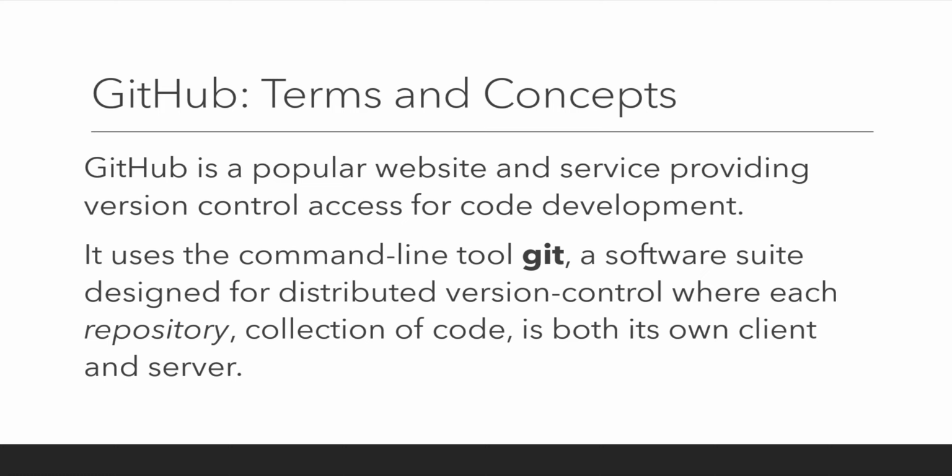This gets us away from previous software where there would be a server or a collection of servers, and then there would be client code that would then talk to these servers. Git, as a software suite and command line tool, moves away from that into a distributed model where each repository is its own collection and is both, again, its own client and server, which means it can take care of itself and, of course, can communicate to other repositories to distribute changes across them.